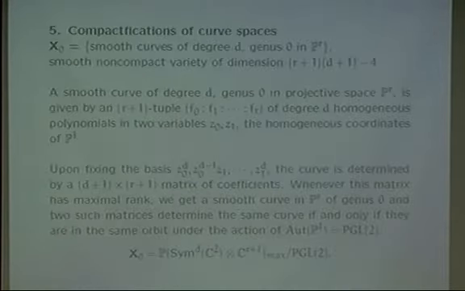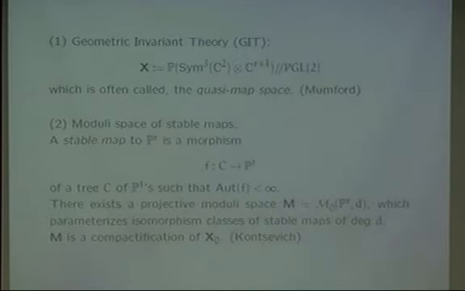So for this case, you have many compactifications, right? As I said, the compactification issue is very important for enumerative geometry. The first compactification is given by Mumford's geometric invariant theory. Mumford gave us a construction of taking quotients by a reductive group when you have a projective variety. So this is a space of (r+1)-tuples of degree d homogeneous polynomials, and then you take the quotient by the action of PGL2, which removes the dependency on the choice of coordinates of C2.